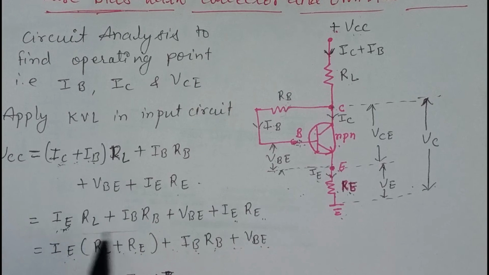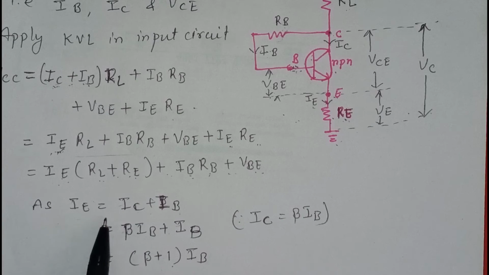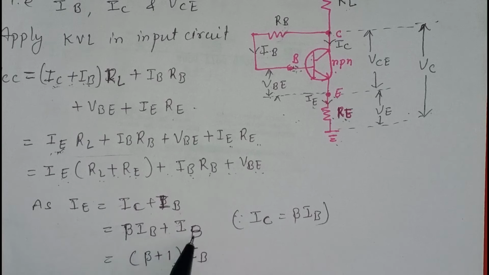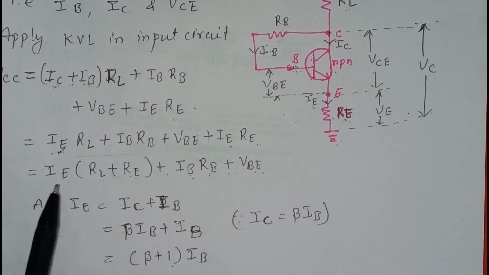Now we will take IE common from this term and this term. So the equation will be IE in brackets RL plus RE plus IB into RB plus VBE. As we know, IE equals to IC plus IB. Now we will put in place of IC beta IB because these are equal. And now we will take IB common. So IE will be equals to beta plus 1 IB. Now we will put this term in place of IE here.